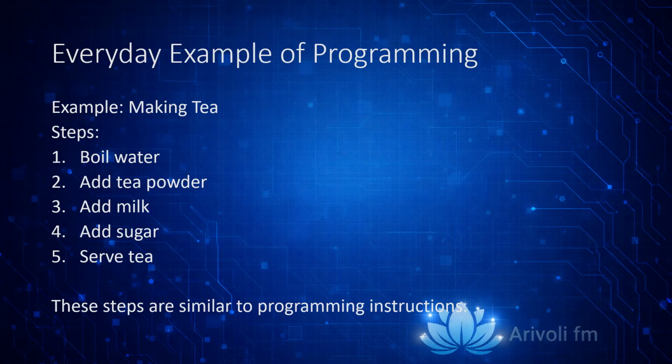Programming is very similar to instructions we follow in daily life. For example, when making tea, we follow a sequence of steps. If the order changes, the result may not be correct. Similarly, programming also requires clear and correct steps.